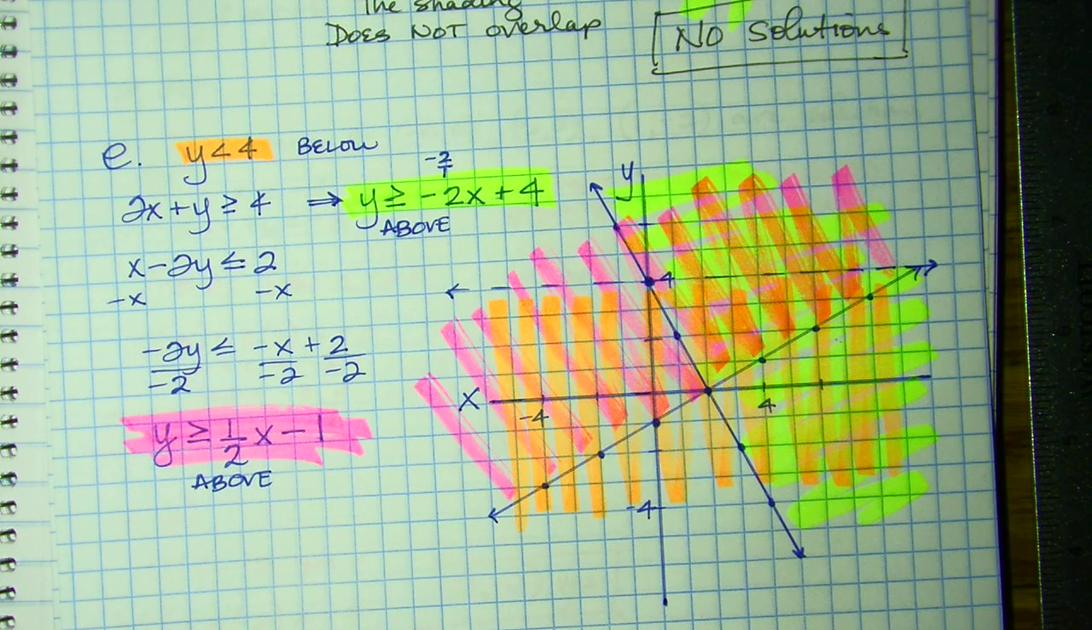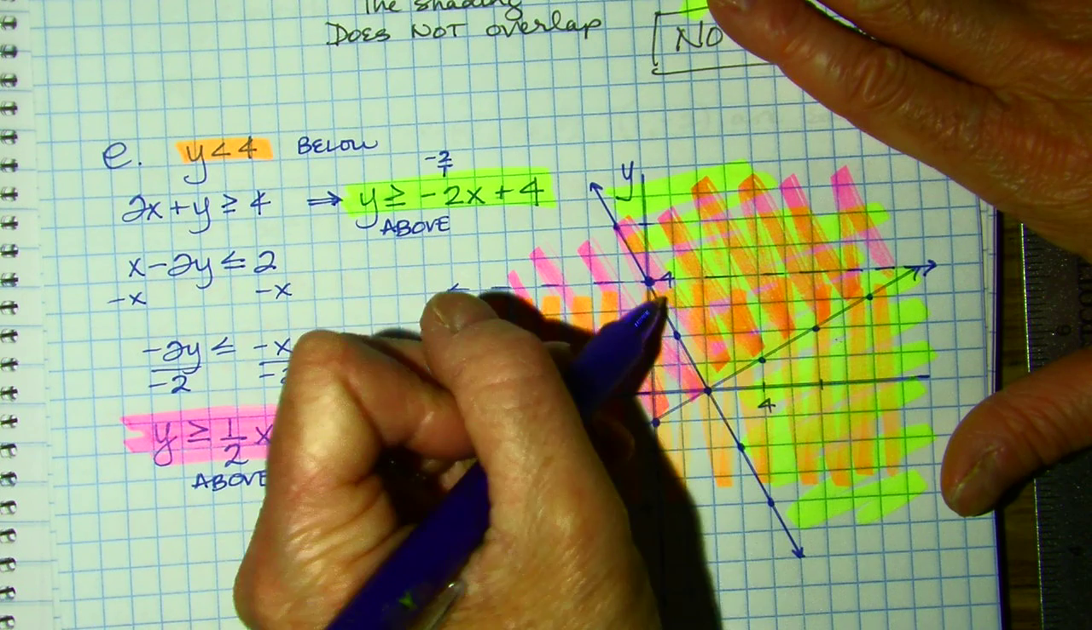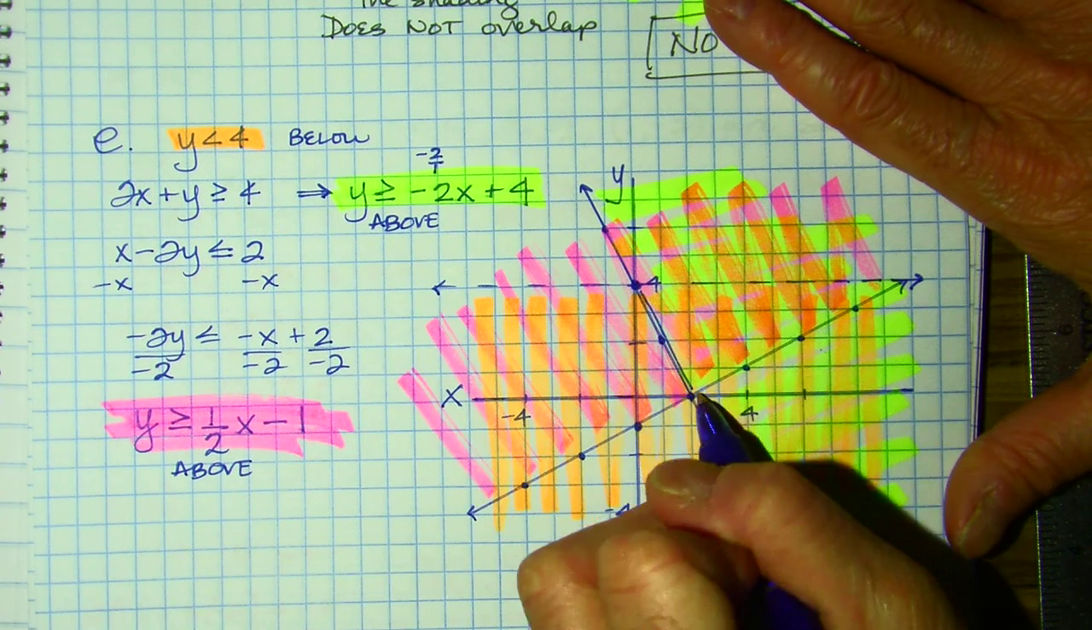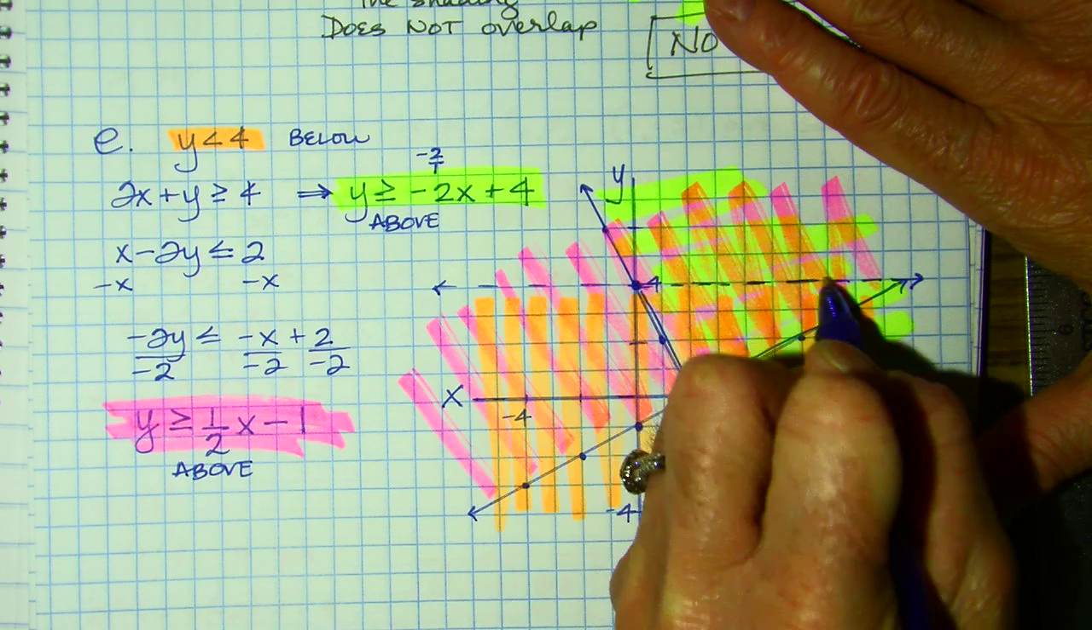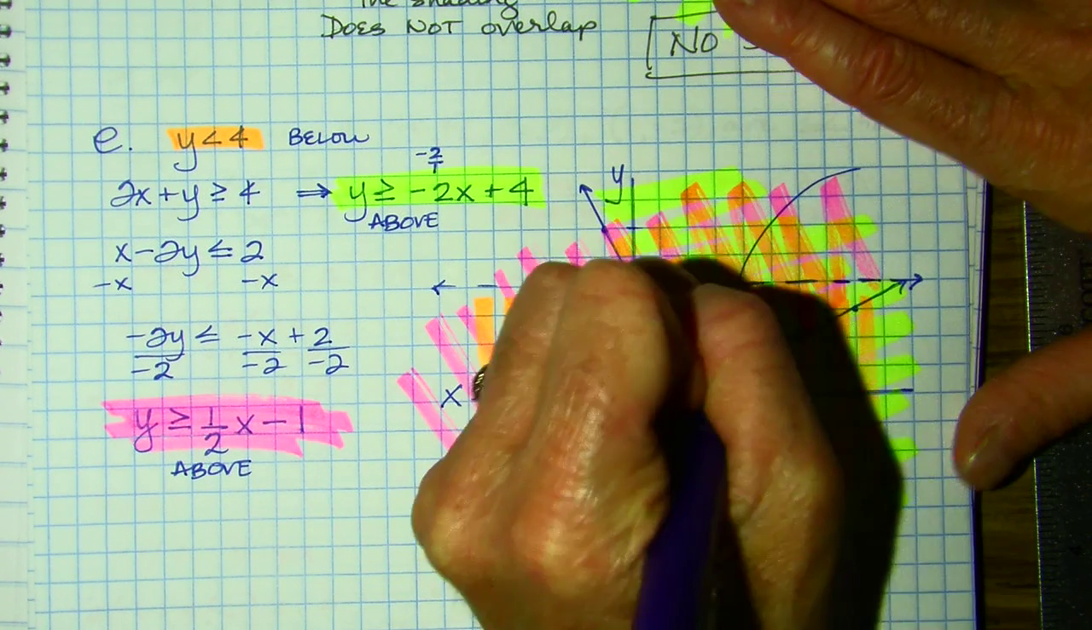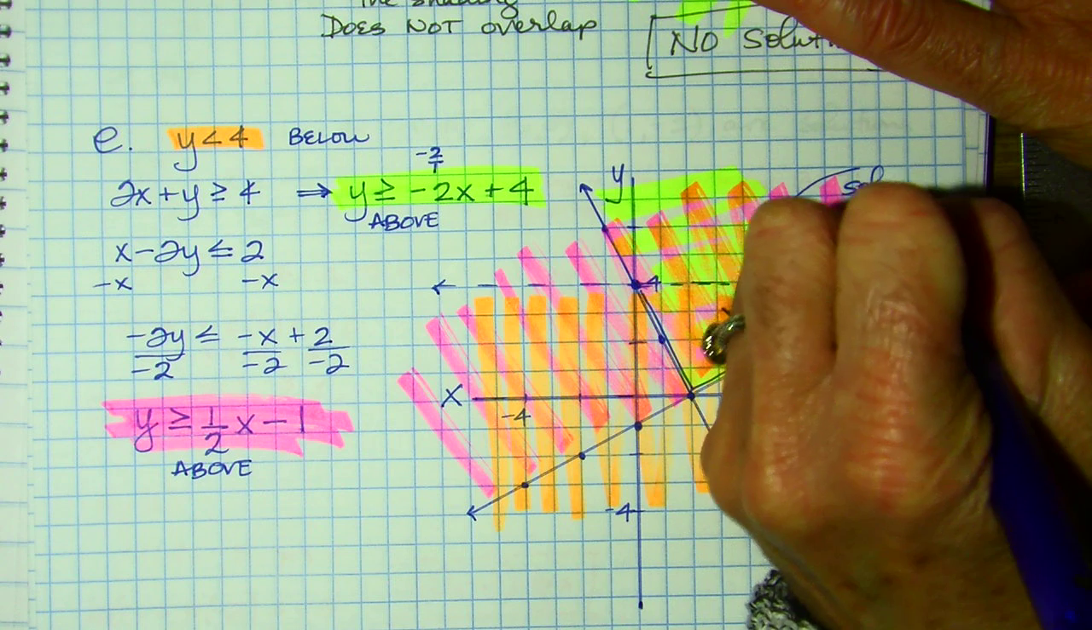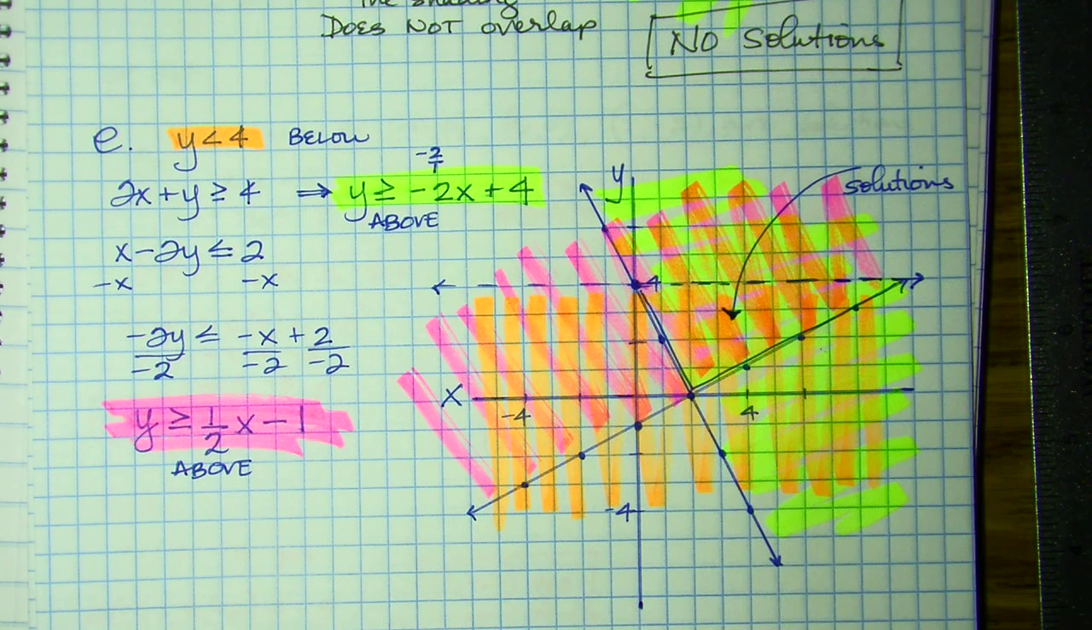And I notice that all three overlap right in here, right in this area. So that little triangle is where all my solutions are. And that, well, I shouldn't say little, and that triangle is where all of my solutions lie.